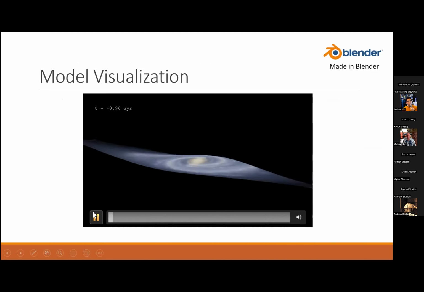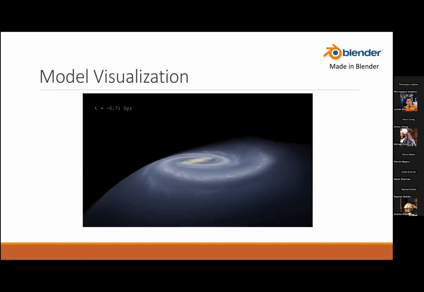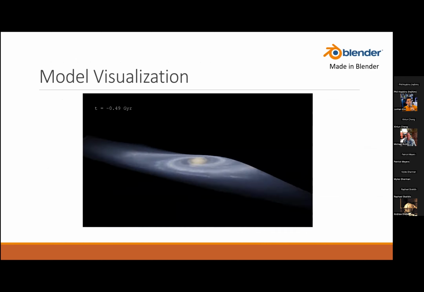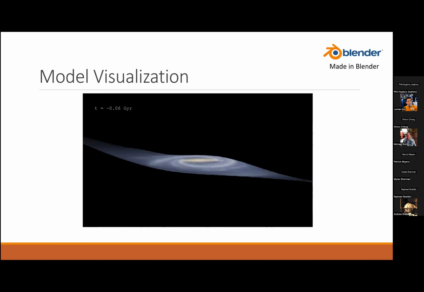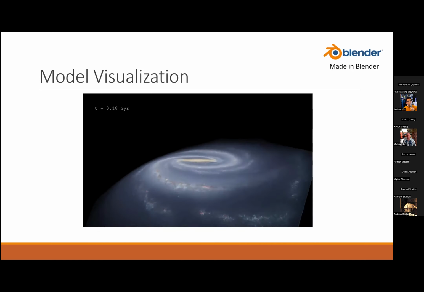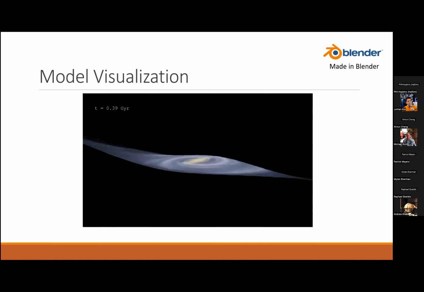And then we animated our model with Blender. As you can see, the precession rate of the warp is really not very quick when compared to the pattern speed of the bar and the spiral arm.